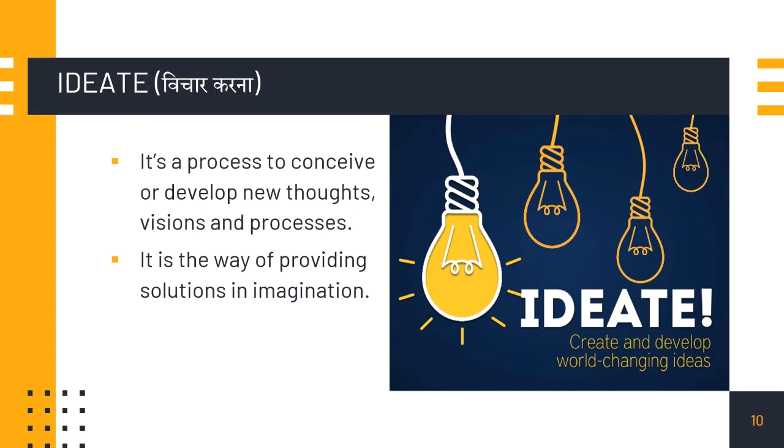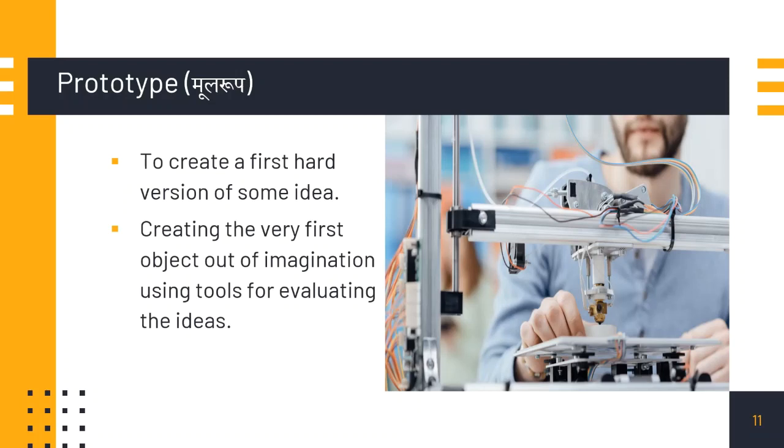Understanding that problem, thinking about it, and drafting some new solutions is called the process of ideate. Okay? The next one is developing prototyping, or you can say developing the original form of something. The first model, creating the very first model, right? If you go to this definition, it is to create the first hard version of some idea and creating the very first object from our imagination using tools for evaluating those ideas.